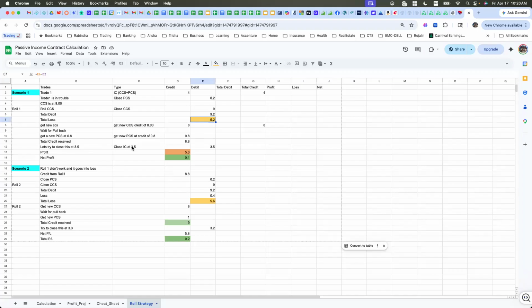Still, let's try to close this at 3.5. If you are able to close this IC at 3.5, because in the 11 days or 13 days period, suppose you are paying 3.5, so what is the profit? 5.3. You are still at a net profit of 0.1. You didn't make a lot of money, but you came out even. You see that, right? This is the 5.3.